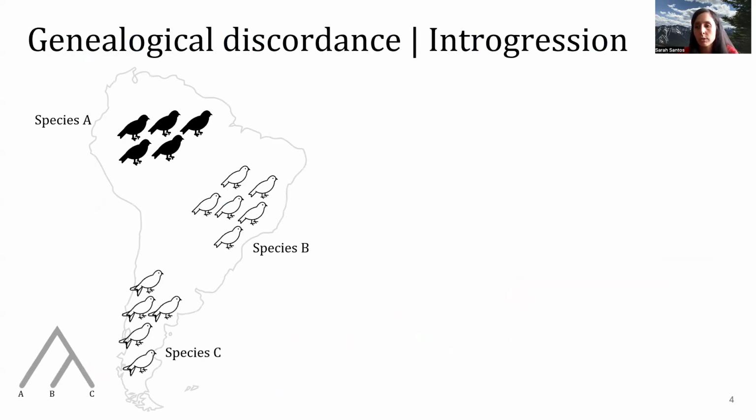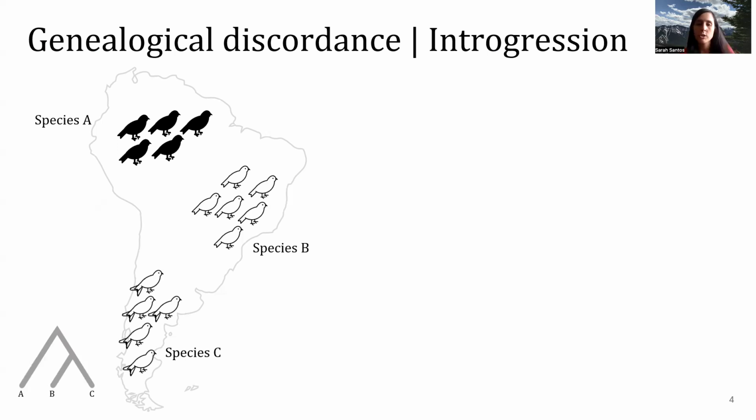And genealogical discordance has so many different causes. One of them can be introgression. And introgression happens when hybridization happens. And here I just have an example of 3 species of birds in South America. Let's say we had species A being a dark pelage or dark plumage bird. And then we have species B being white and species C just having a different tail, but also being white.